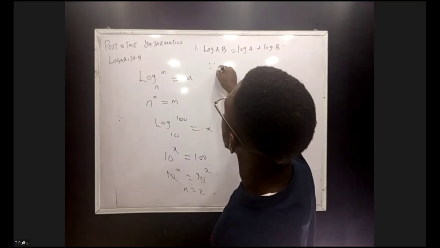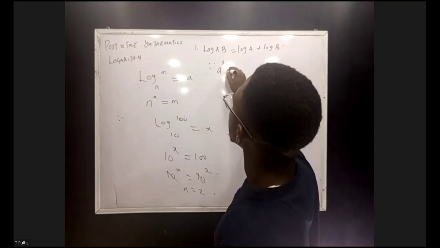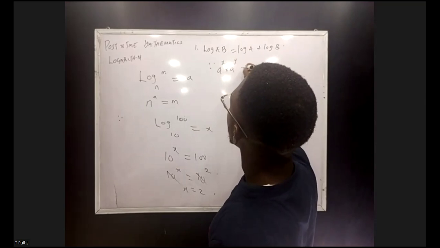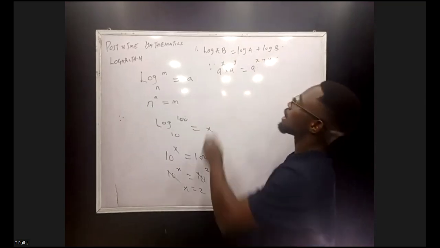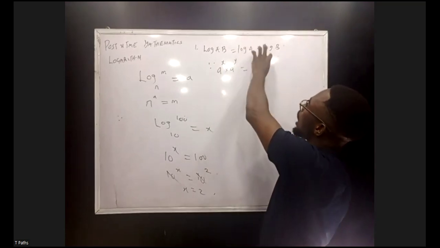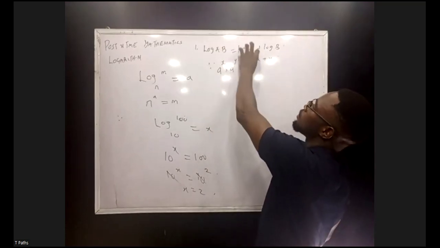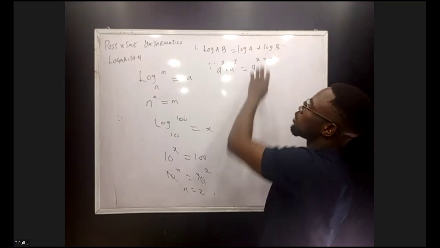If you remember, yesterday when you did something like this, A raised to power X times A raised to power Y, what did it give you? A raised to X plus Y. The multiplication did not remain; it changed to adding up the powers. The multiplication here is also changing to this summation.